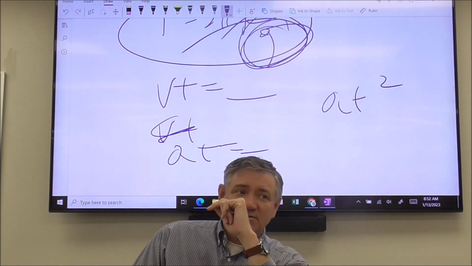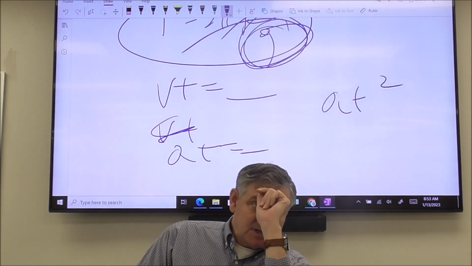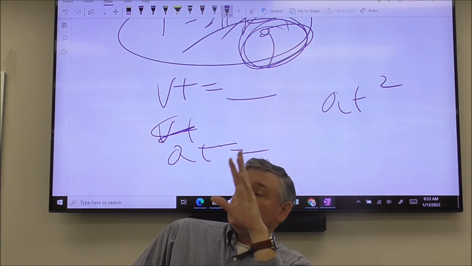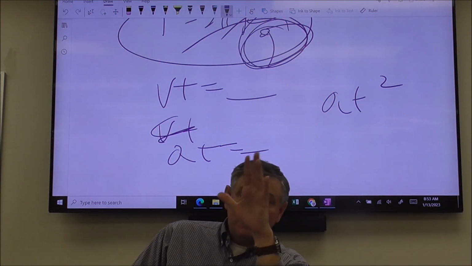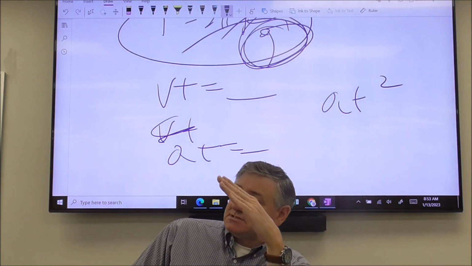Oh, there's the force and acceleration graph. Man, I've got to know that. On the test, I'm going to give you that force and acceleration graph, and I'm going to ask, what's going to happen to that graph if I make the object's mass bigger, or if I make the object's mass smaller?